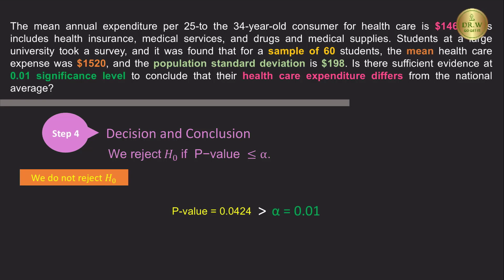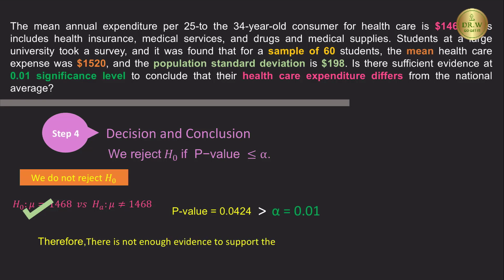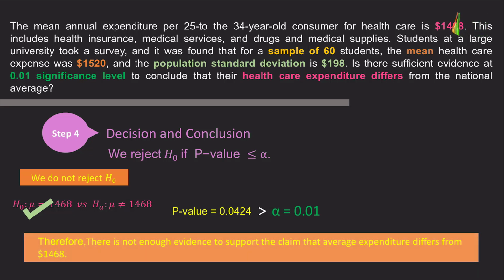Then how do we get the conclusion? Then consider again H0 and HA. We do not reject H0 means we agree with H0, which is null hypothesis. Then we can go with H naught. So what is the conclusion? Therefore, there is not enough evidence to support the claim that the average expenditure differs from 1468, that is the national average.